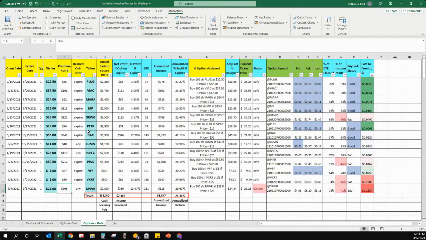let's see, try to find one that's easy math if I have one. This little one, VFF, I have $800 securing that tiny little put, and I received $67 on the premium. So it's 101 days to expiration. So that turns out I'm making basically 66 cents per day through the life of this contract.